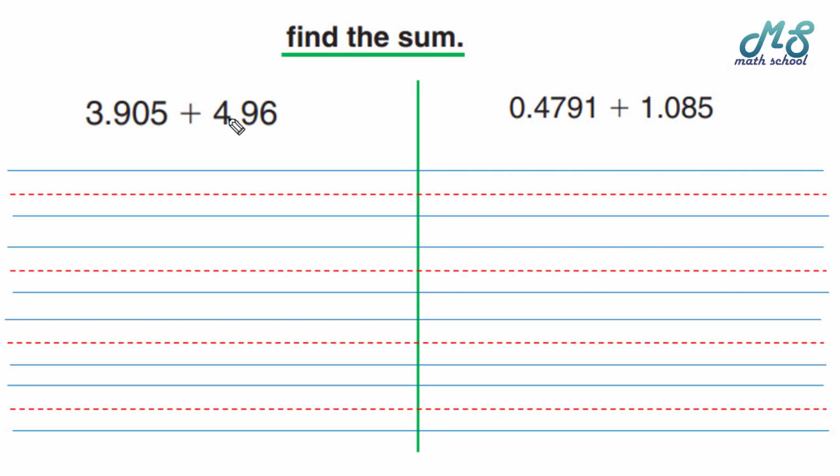Next, how can we add two decimals? To add two decimals or more, you have to align them above each other. So the first step, just write the two numbers above each other, 3.905 plus 4.96.